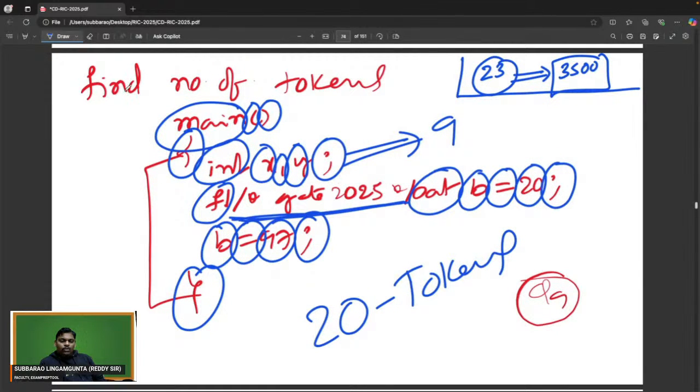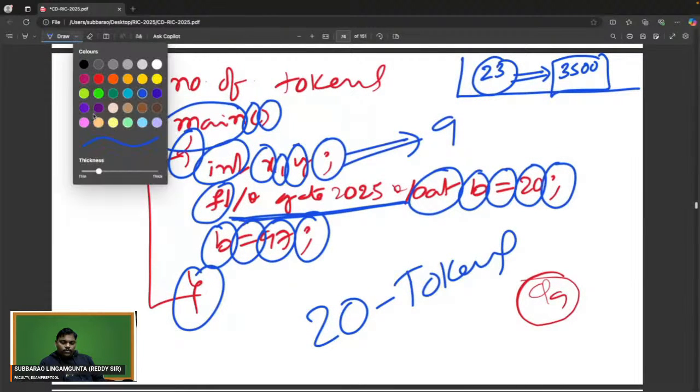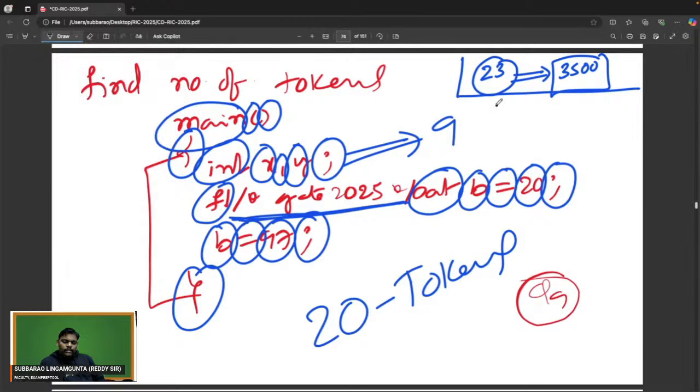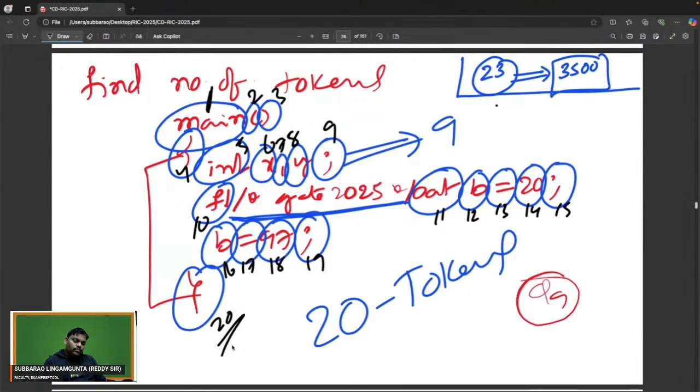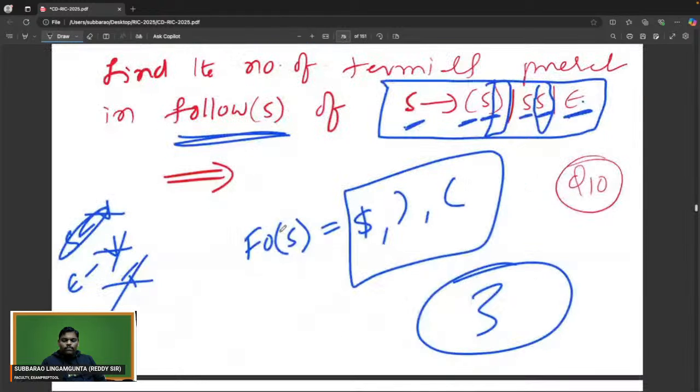Akash, let me know if you have a doubt. It is one token, the second token, third token, fourth, fifth, sixth, seventh, eighth, ninth, 10th, 11th, 12th, 13, 14, 15, 16, 17, 18, 19. So 20. Akash, let me know if you have a doubt.